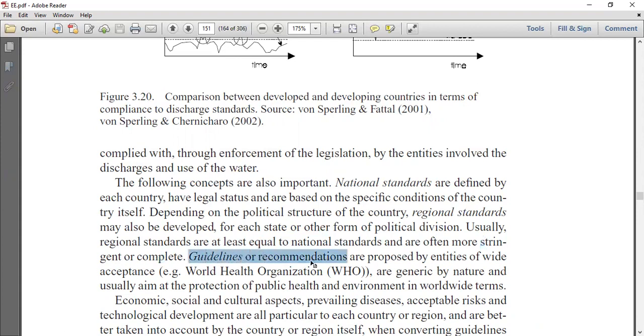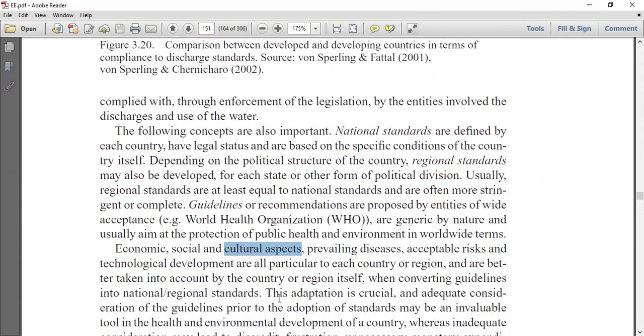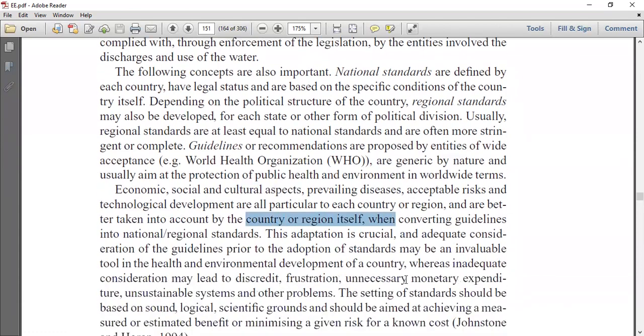Guidelines or recommendations are proposed by entities of wide acceptance, are generic by nature, and usually aim at the protection of public health and environment in worldwide terms. Economic, social, and cultural aspects related to acceptable risks and technological developments are particular to each country or region and are better taken into account by the country or region itself.